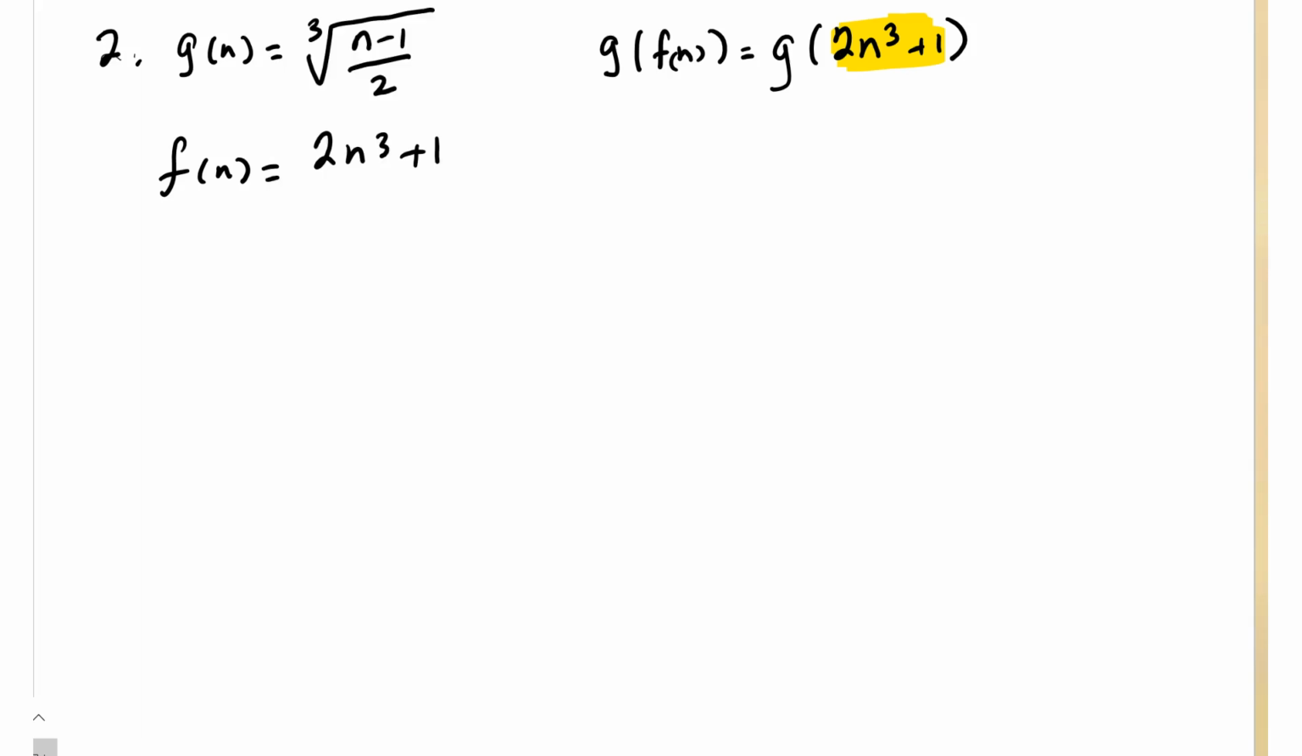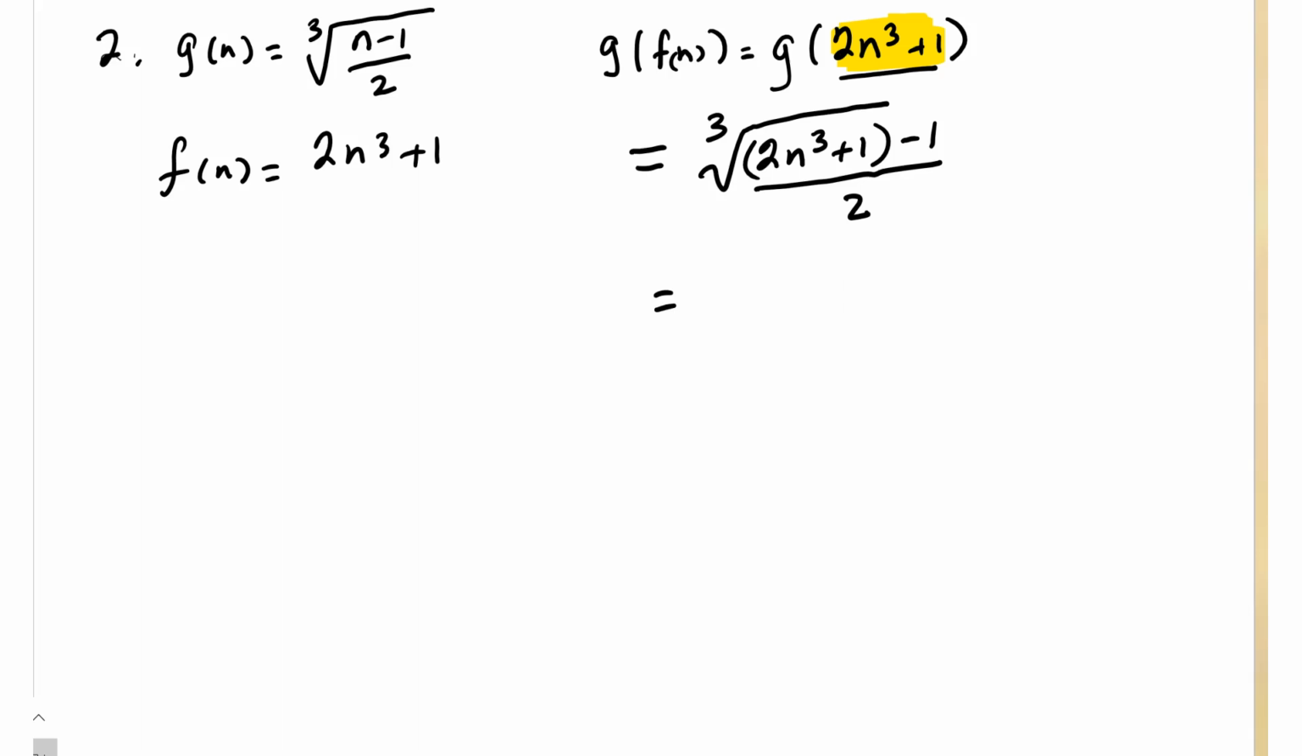So we have cube root, and this is the input, so that's going to replace the n. So we have 2n cubed plus 1 minus 1 over 2. So we have the cube root of 2n cubed plus 1 minus 1 divided by 2. And I don't want to go too fast, but this is the input, and here's where the input was. So you can almost see the resemblance of it. This is the input. This is the input.